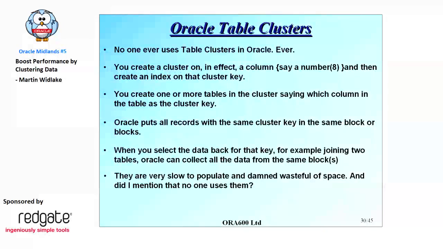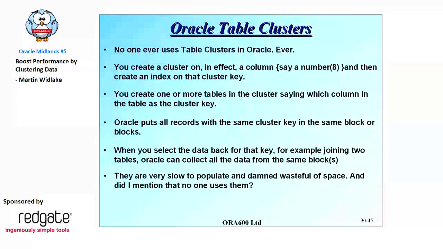So you create a cluster and you give it a cluster key, for example, a number. And then you have to create an index on that cluster. It doesn't do it automatically for you, which is annoying. Then you create one or more tables and stick them into that cluster. When you stick them into that cluster, you just say which column is going to be used as the cluster key. So you can quite easily see that you might use an order ID or person ID. What is the point of this?